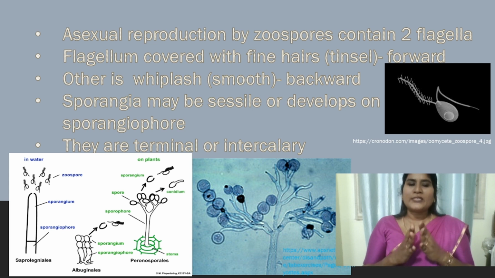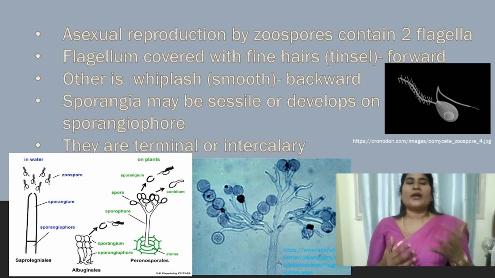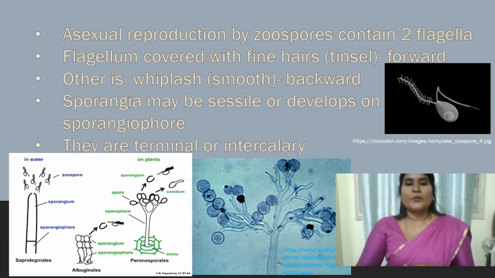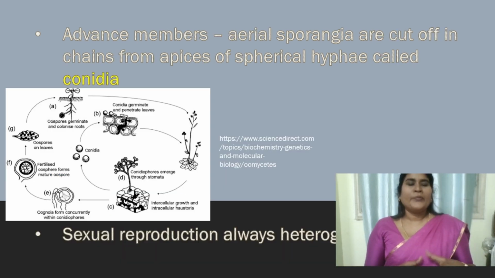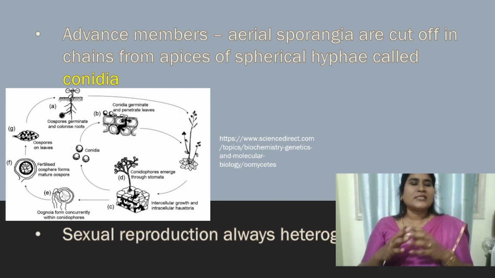The zoospore-producing sporangia are mostly sessile. Sometimes they are developed from the sporangiophore also. Sporangiophore is nothing but the stalk of the sporangia. This sporangia may be found in the terminal portion of the fungal mycelium or intercalary portions of the fungal mycelium. In advanced members, you can see the conidia. Conidia are nothing but the aerial sporangia cut off in chains from apices of spherical hyphae.